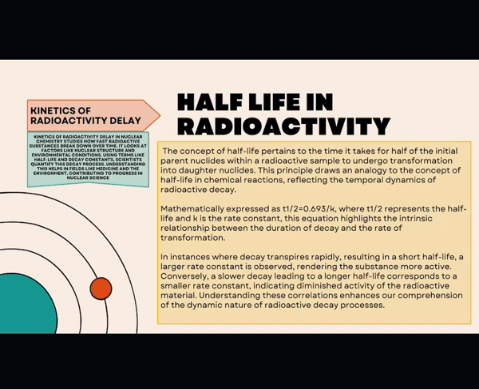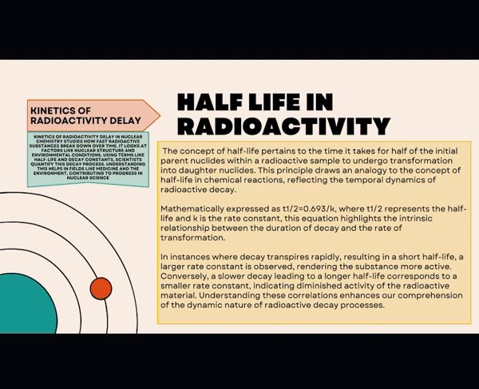When we discuss half-life in radioactivity specifically, this concept pertains to the time it takes for half of the initial parent nuclides within a radioactive sample to undergo transformation into daughter nuclides. This principle draws an analogy to the concept of half-life in chemical reactions, reflecting the temporal dynamics of radioactive decay. Mathematically expressed as T1/2 equals 0.693 over k, where T1/2 represents the half-life and k is the rate constant. This equation highlights the relationship between the duration of decay and the rate of transformation.